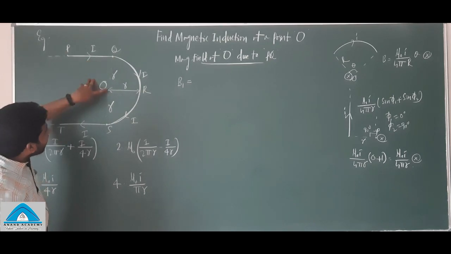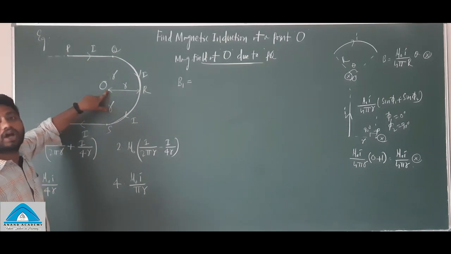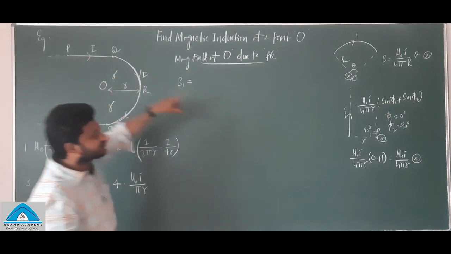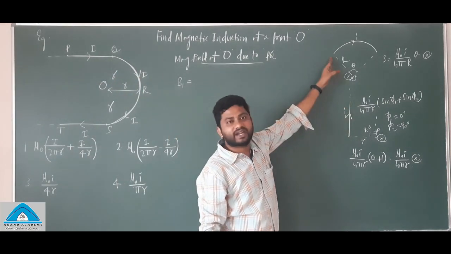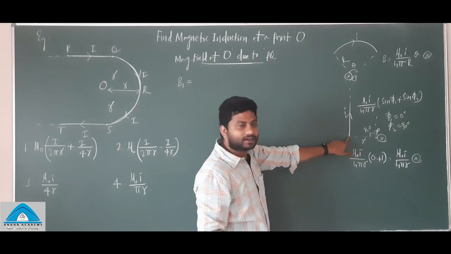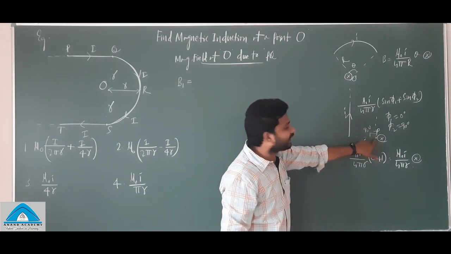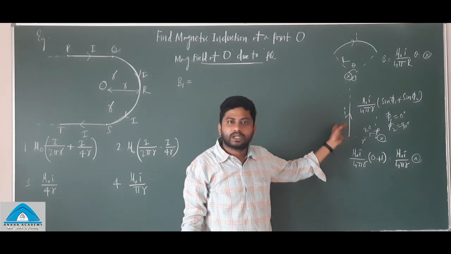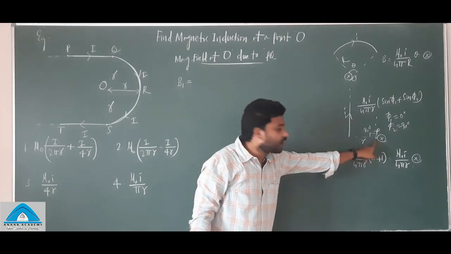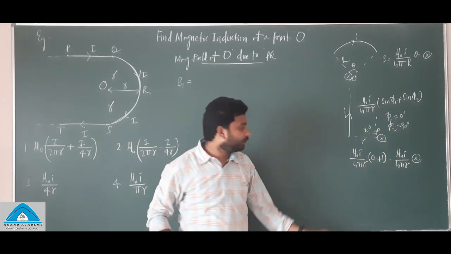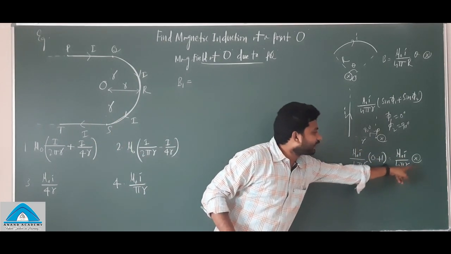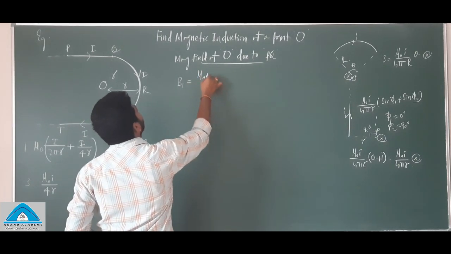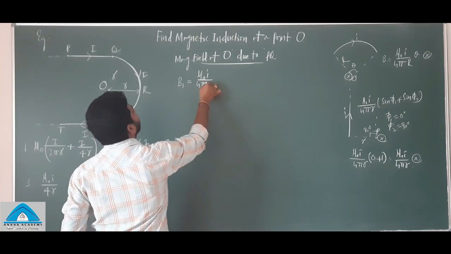At a distance R, the point P is located here, or in terms of O it is located here, and this is similar to this case. One end is infinite, and the other end is exactly perpendicular to it, where the point is located. So this case is similar to that one, and the magnetic field at point P or at point O will be mu naught I by 4 pi r. So B1 is mu naught I by 4 pi r.